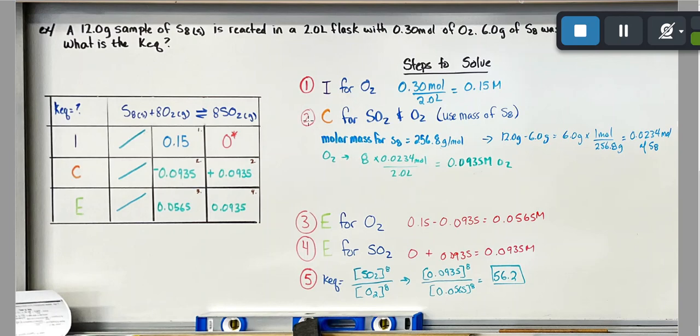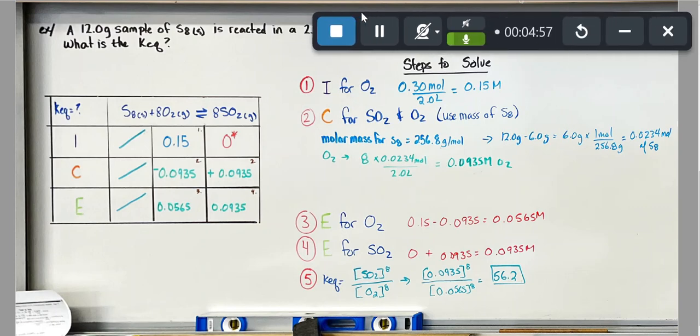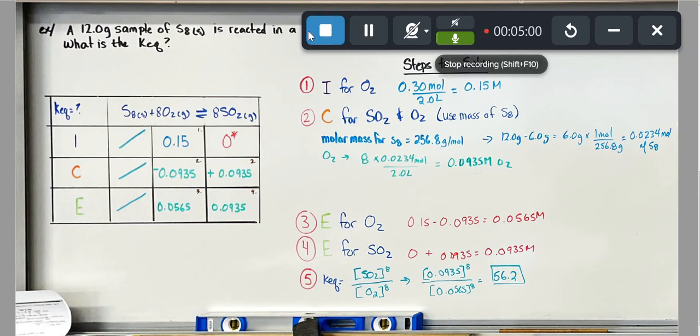And then I'm going to find the Keq. I only care about these two. I don't care about the S8. So I look at the concentration of the SO2 divided by the concentration of the O2, product over reactant, and I get 56.2. I hope this helps your understanding. We'll go over it in class again, and if you have any questions, come see me.